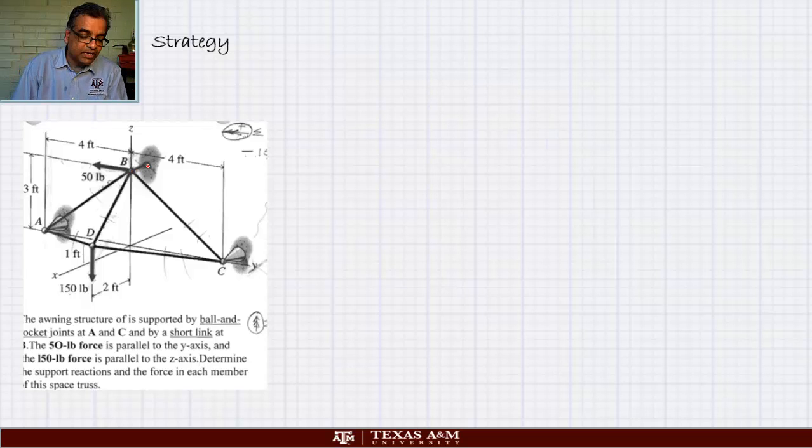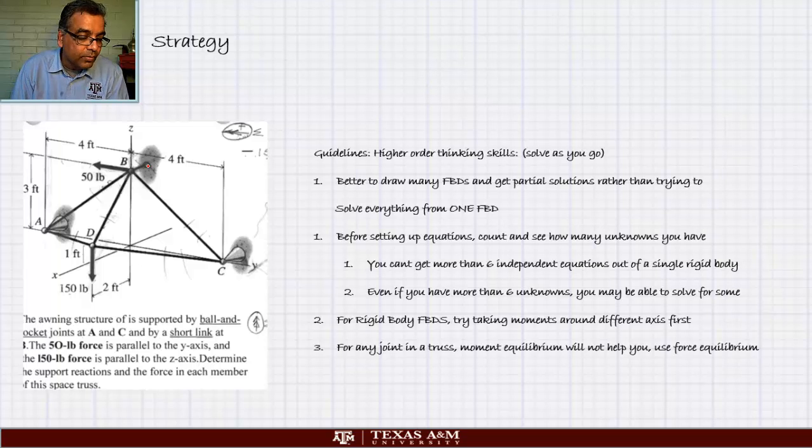So what's our strategy here? The basic idea is that it's better to draw many free body diagrams and extract only a little bit of information out of them rather than to draw one free body diagram and try to get everything. That's item number one. It's better to draw lots of free body diagrams and judge it.